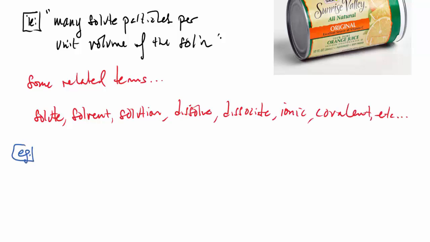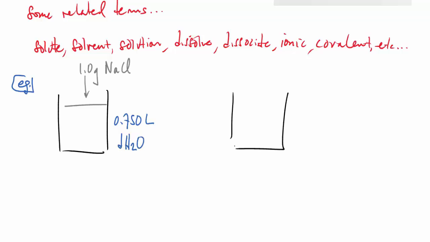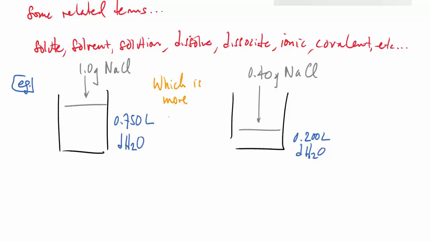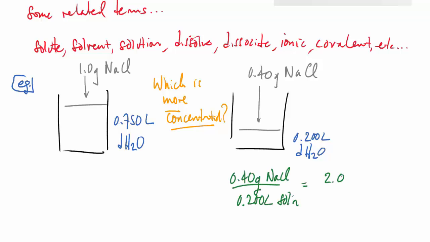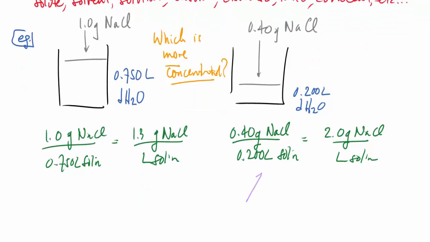So let's use an example here and see if we can work out something about solution. Here we'll put 1 gram of sodium chloride in 3/4 of a liter of distilled water. And in the second container, we'll put 0.4 gram in just 0.2 liter of distilled water. The question, of course, is which is more concentrated? On the right-hand solution, we can make a ratio of mass of sodium chloride to volume here, and you find there's 2 gram per liter. On the left, the same, we find there are 1.3 gram per liter here on the left-hand side. Therefore, we'd say the right-hand side solution is more concentrated.